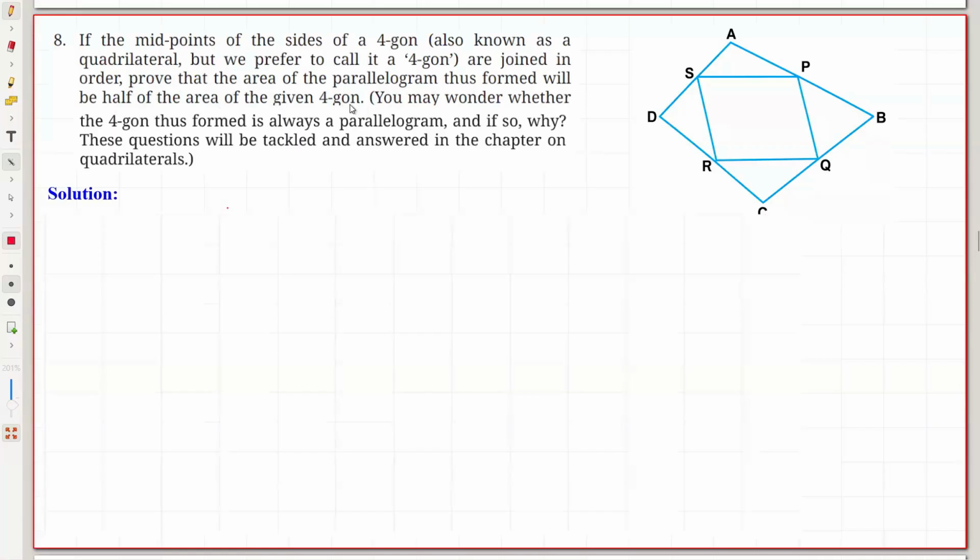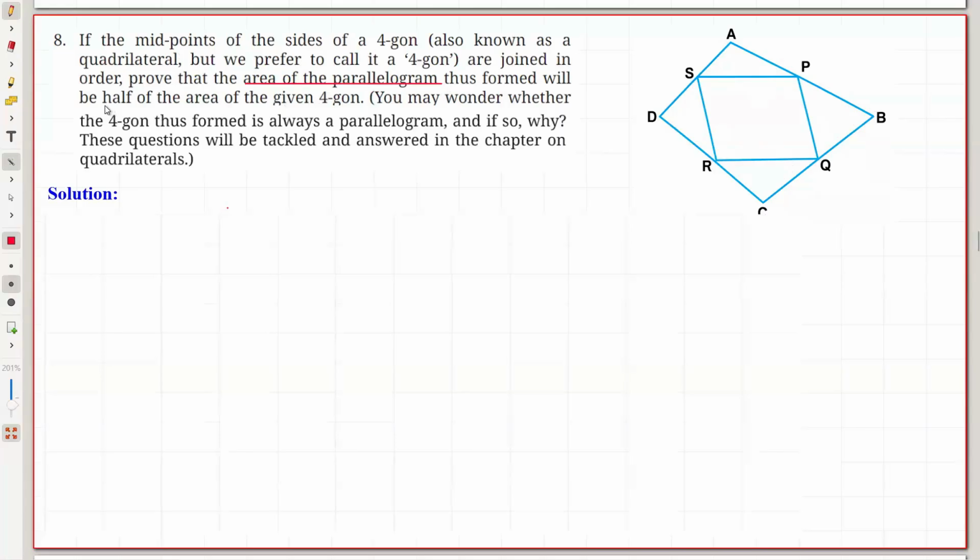Okay, this only you have to prove it. So first we are just considering ABCD is a quadrilateral. Inside, I am just taking PQRS, one more quadrilateral. So I have to prove that PQRS is a parallelogram, and its area is half of the area of the quadrilateral ABCD. That's how to prove it.